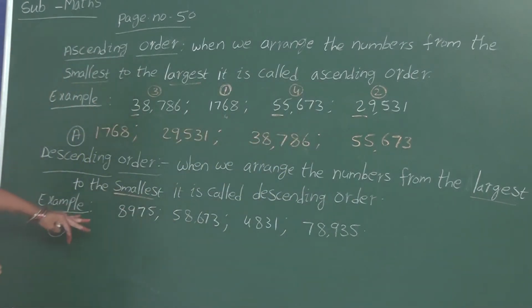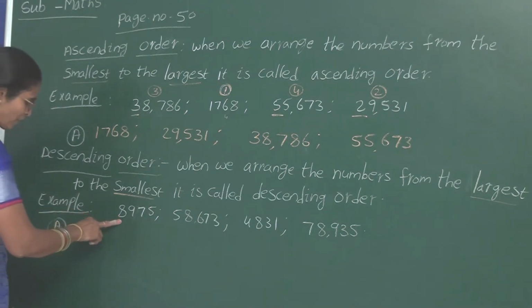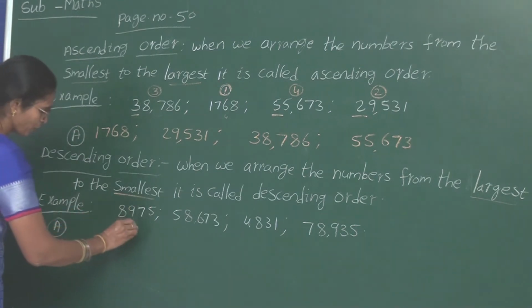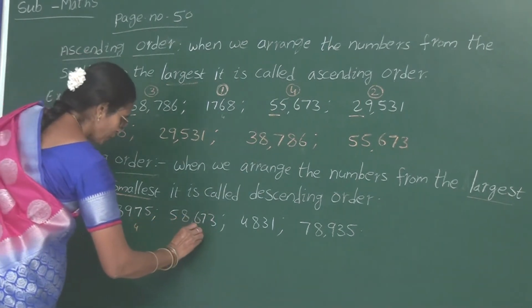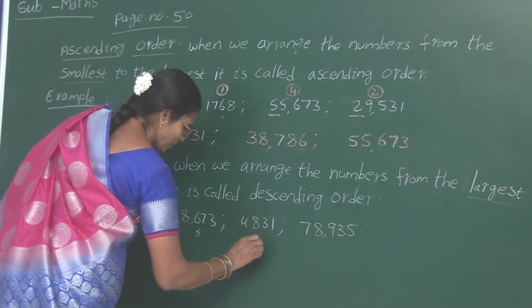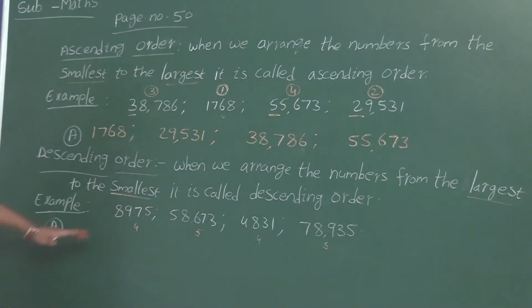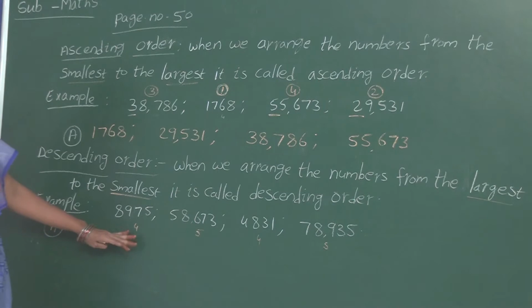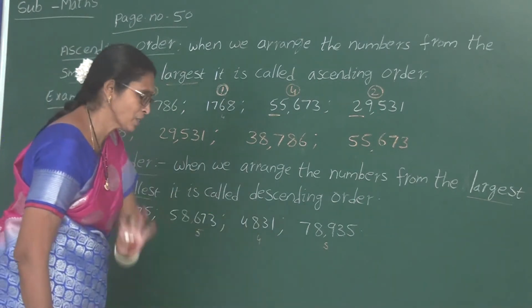So here is also one example I have given. Let us see this. In this also you have to count the digits. First of all, count the digits. Here in this first one, 1, 2, 3, 4, it is a 4-digit number. And 1, 2, 3, 4, 5, it is a 5-digit number. And 1, 2, 3, 4, a 4-digit number. And here is this 5-digit number. In this question, we have two 4-digit numbers and two 5-digit numbers.